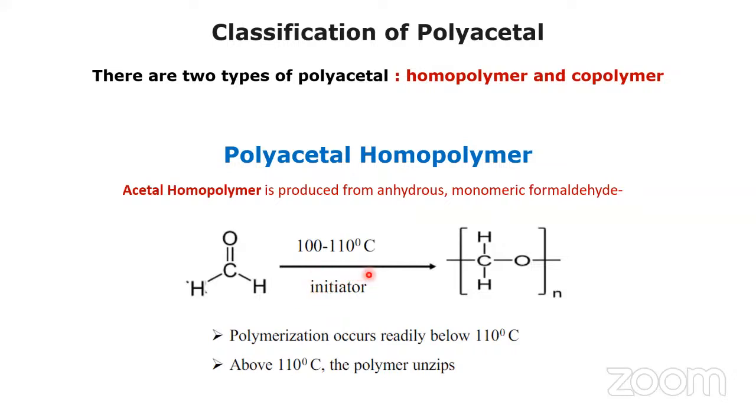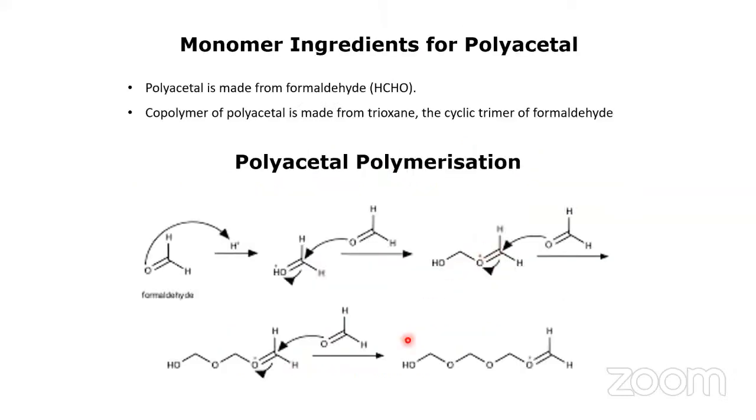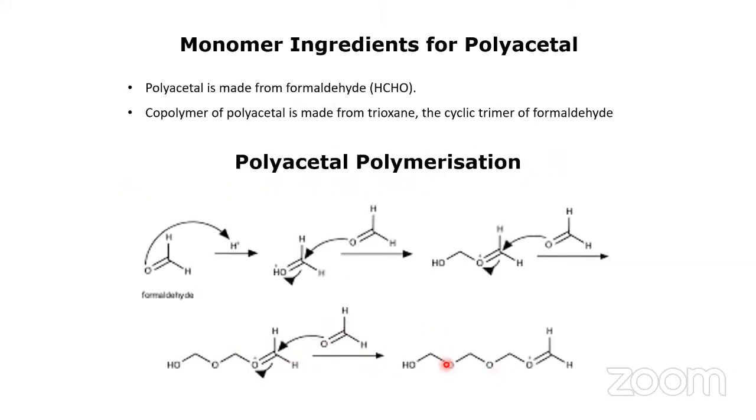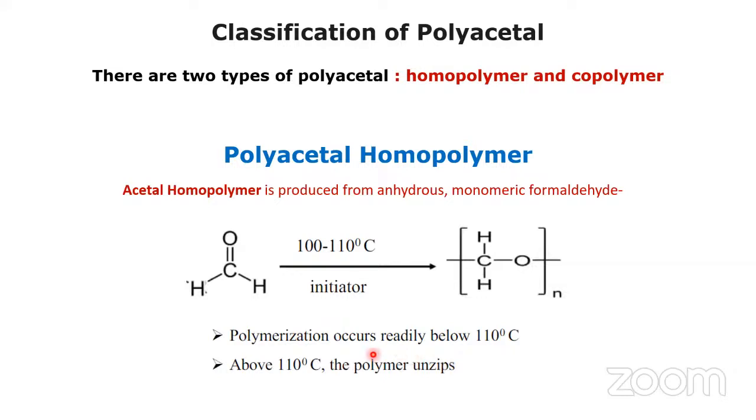In that homopolymer, you will get the polymeric chain as I have mentioned here. So this is nothing but the repeating unit of CO, or you can say CH2O, correct? This is the repeating unit for your polyacetal. Polymerization occurs readily at or below 110 degrees Celsius, as I have mentioned just now.